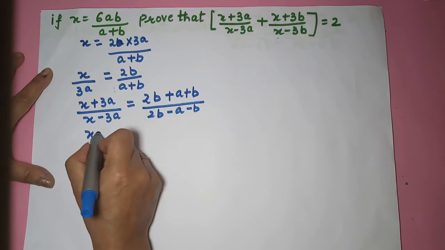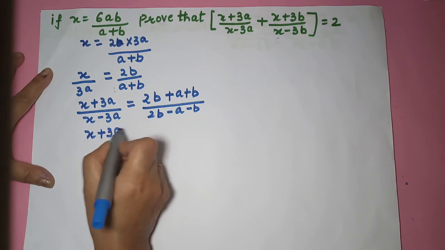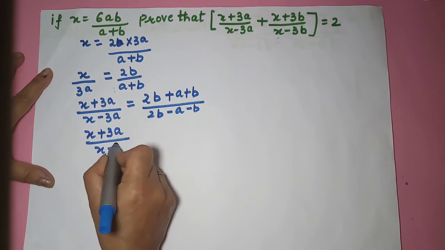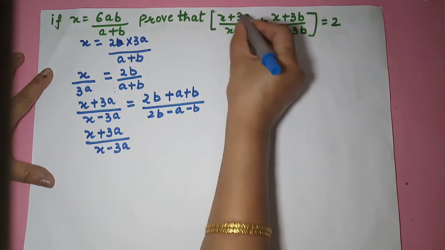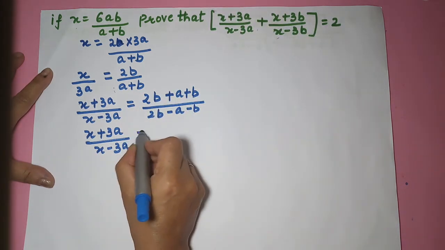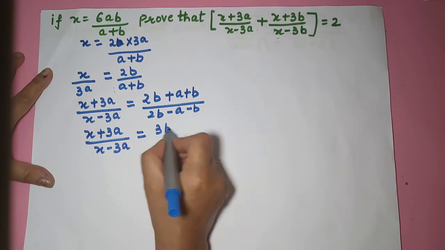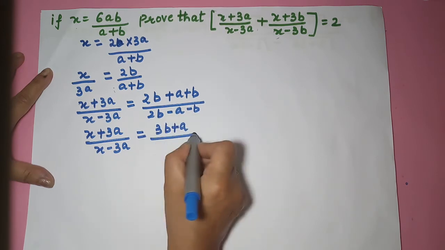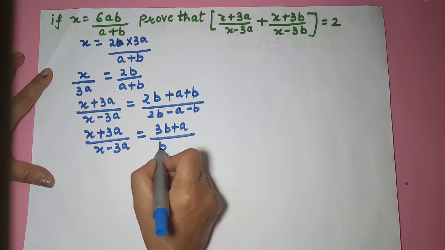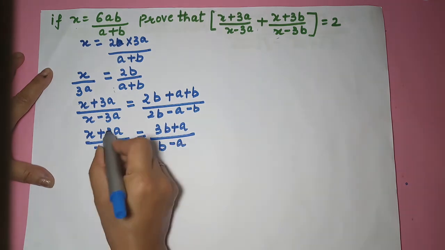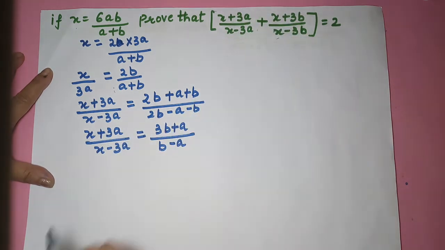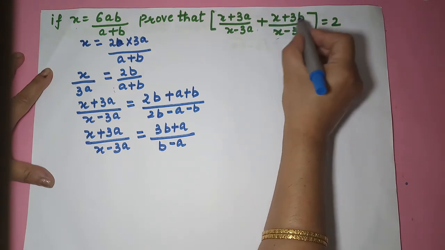So I got x plus 3a upon x minus 3a. That's what he wanted me to calculate, right? How much is that? 2b plus b is 3b plus a upon 2b minus b is b minus a. So I got the value of this part. Now I want the value of this part.